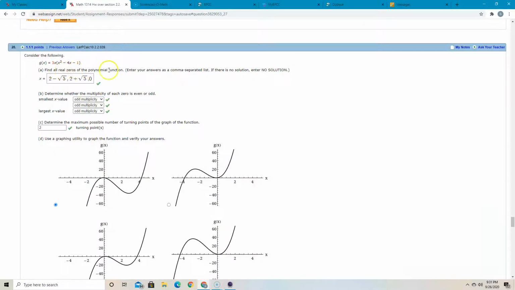Find all real zeros of the polynomial function. Use commas to separate your zeros in your answer box. If there aren't any solutions, enter no solution. So one of them is x equals 2 minus the square root of 5, comma. Another one was 2 plus the square root of 5, comma, and another one was x equals 0. And then it asks us the following: determine the multiplicity of each zero.